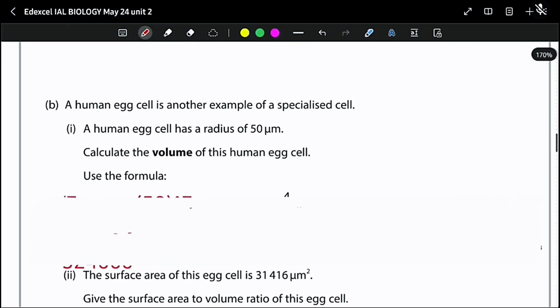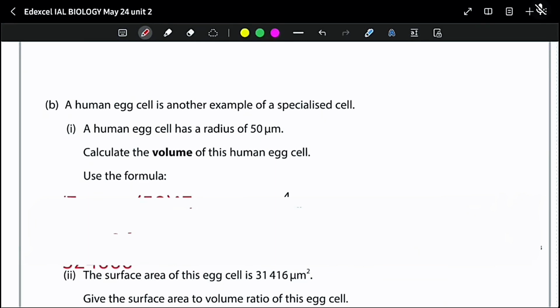B. A human egg is another example of a specialized cell. 1. A human egg cell has a radius of 50 micrometers. Calculate the volume of this human egg cell. Use the formula.